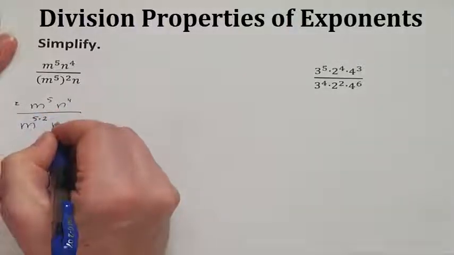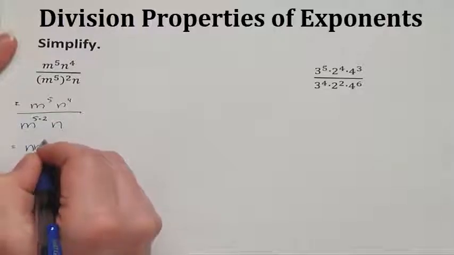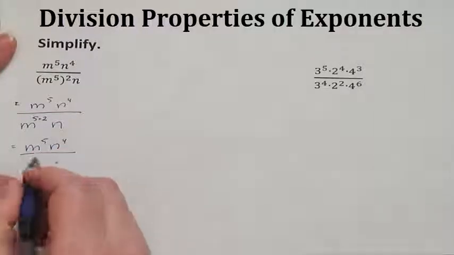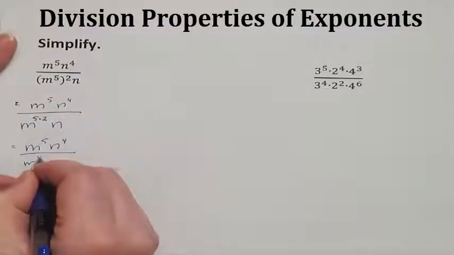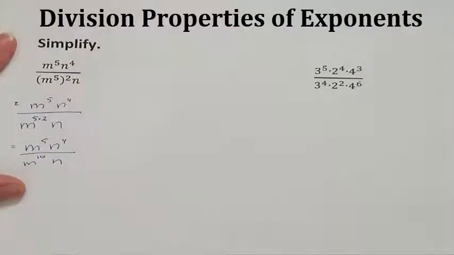And don't forget, this whole thing was multiplied by n. So what do I really have? The top was m to the 5th, n to the 4th. The denominator was m to the 10th, n. Now, n should have an exponent. Every variable and every number has an exponent. If it's not written, it's an exponent of 1.